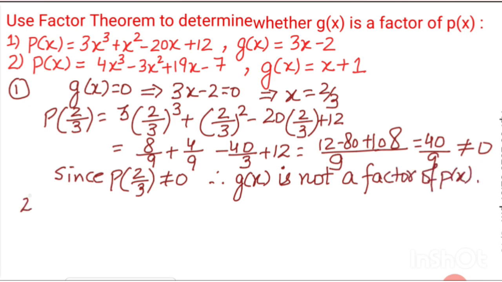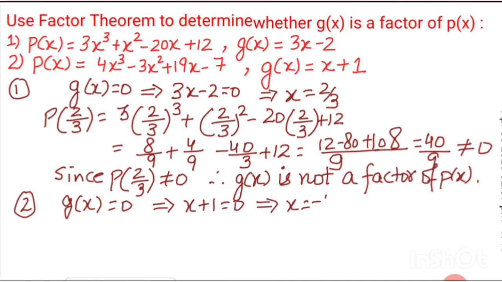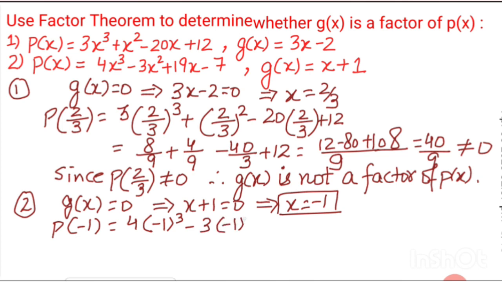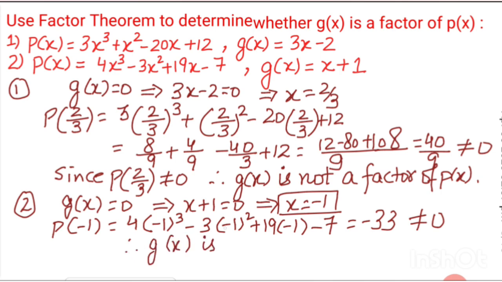Then the second one is again putting g(x) equals 0, that is x plus 1 equals 0. The value of x will be minus 1. Now finding the value of this polynomial at x equals minus 1, replace x with minus 1 in this equation. On replacing x with minus 1, the value will be minus 33. Again, since p(minus 1) does not equal 0, I can say that g(x) is not a factor of p(x). And if the value of the remainder, that is the value of the polynomial at the zero of g(x), becomes 0, then I can say that g(x) is a factor of polynomial p(x).